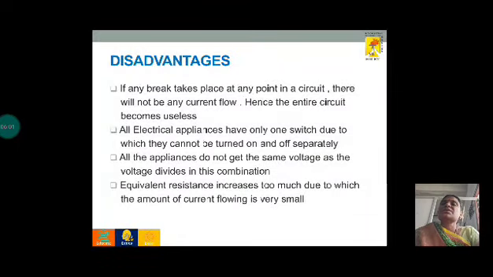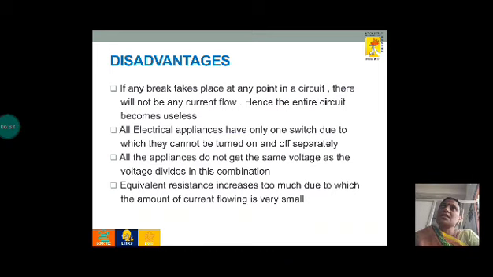Disadvantages of this series circuit are that if any break takes place at any point in the circuit, the current will not flow to the rest of the circuit, so the entire circuit becomes useless. The appliances which are connected in series have only one switch, due to which they cannot be turned on and off or controlled individually.